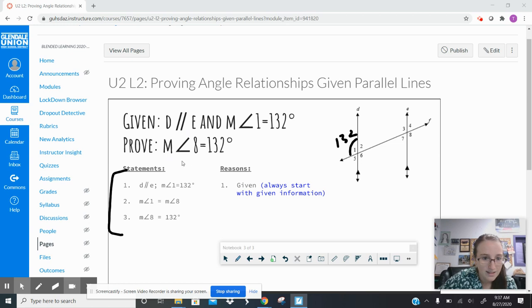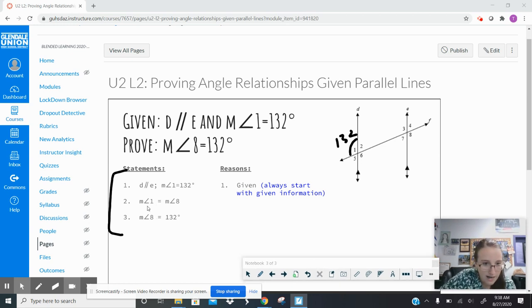Here's our end goal, that angle 8 equals 132. Notice that's our last statement, because that's always our last statement. Given is our first statements, prove is our last statement. So let's see what our reason is here. Our next statement is measure of angle 1 equals measure of angle 8. I'm going to give you a second, I'm going to help you through it, but you're going to give me the reason. Here's angle 8.